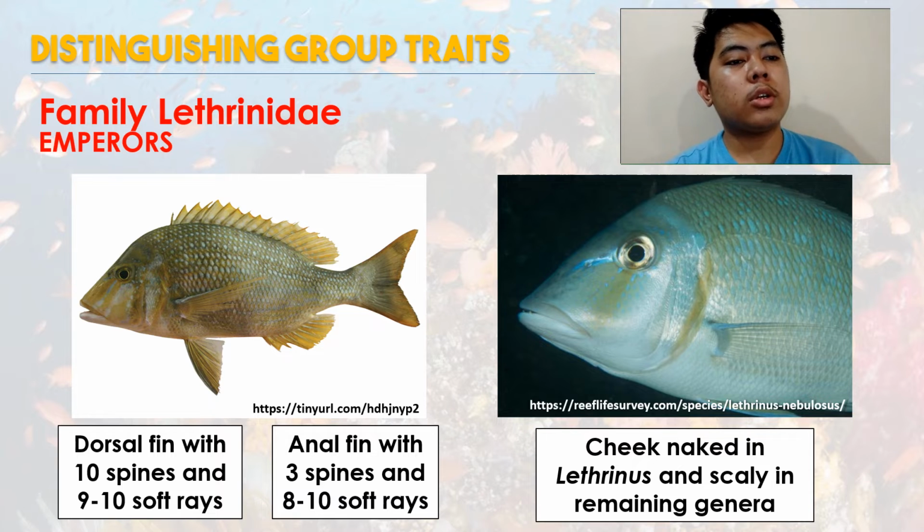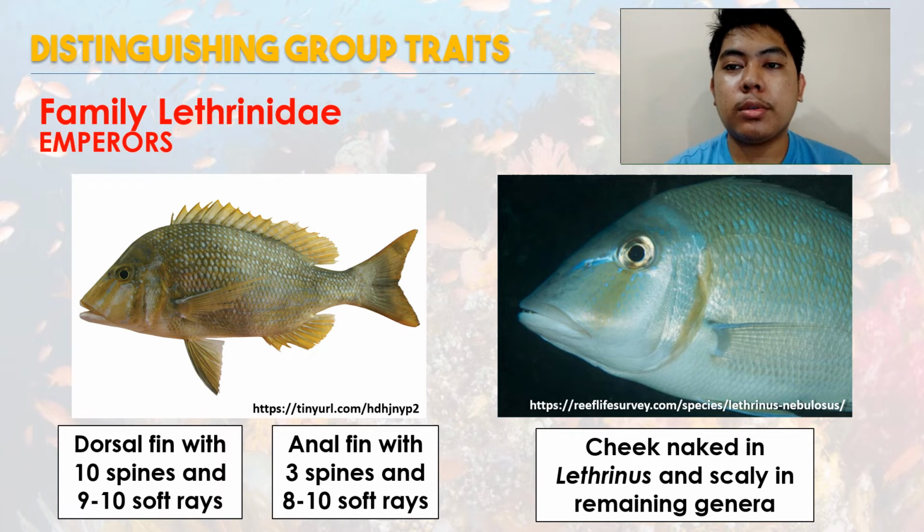For their distinguishing characteristics, the family Lethrinidae has a dorsal fin with 10 spines and 9 to 10 soft rays. The anal fin has 3 spines and 8 to 10 soft rays. Compared with the other families, their cheek is naked, and scaly in the remaining genera except for genus Lethrinus.